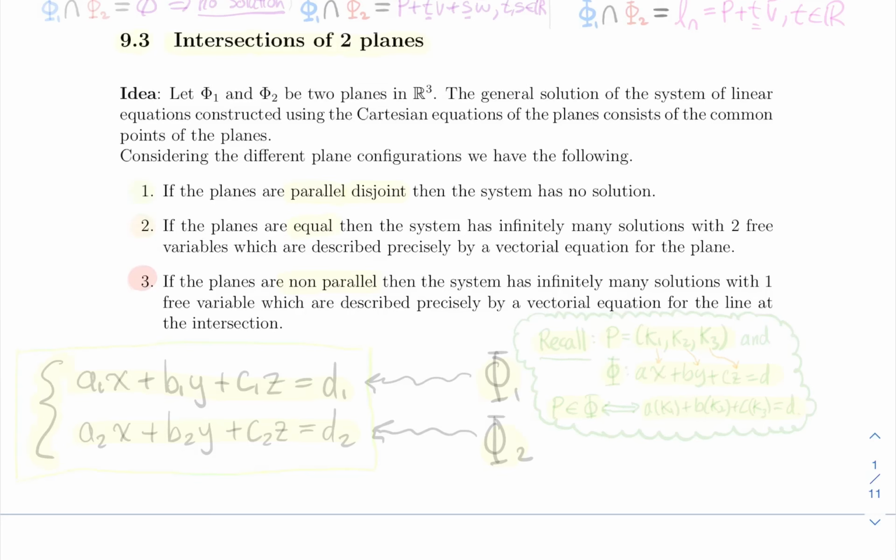Hello everyone. So I'm going to cover right now section 9.3. We're going to talk about intersection between two planes. We already know all three possible configurations from Unit 1 if you have two planes.